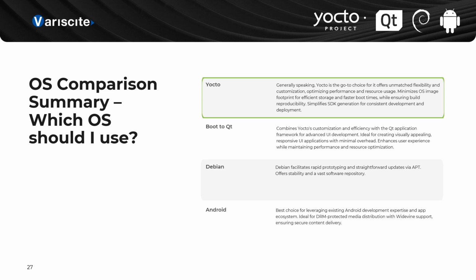So after all of our discussion, I would say that Yocto will be the winner when you are choosing your operating system. We at Variscite will always prioritize Yocto as our recommendation, as it is often the best choice available. Of course, there are cases where you may want to use the other options, but those are very specific use cases. So in general, you will want to stick with Yocto.